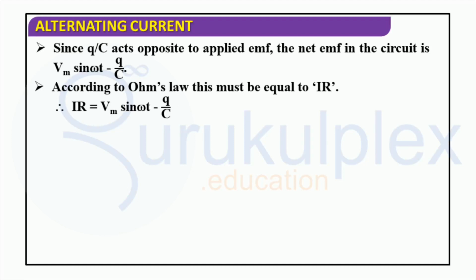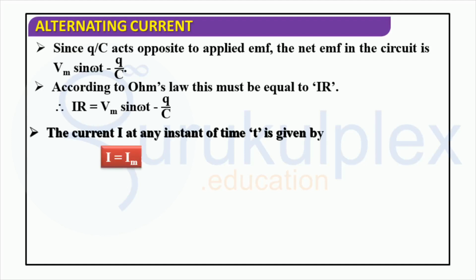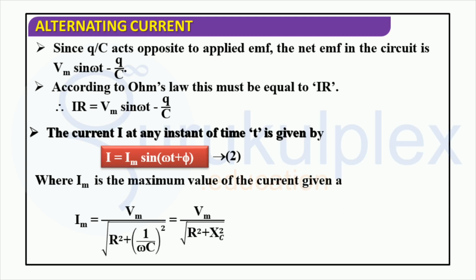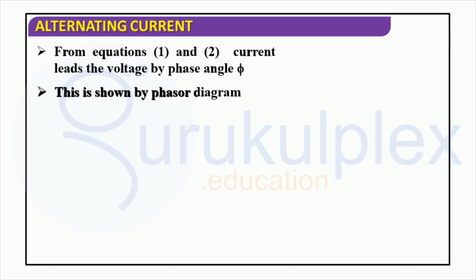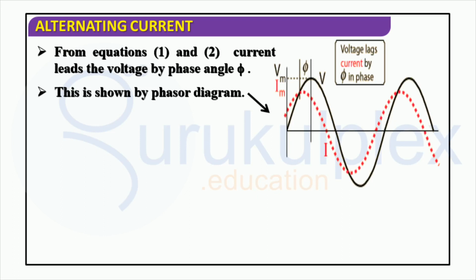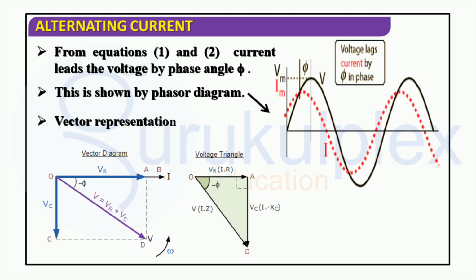I can be represented by equation 2, at any instant of time, where Im is the maximum value of the current and omega t plus phi is an angular rotation of the current. The concept of alternating current is a key part of electrical engineering, and it can be expressed in two equations. From equations 1 and 2, we see that the current leads the voltage by a phase angle, and this is demonstrated in the phasor diagram. This diagram is a visual representation of the vector of the alternating current. Understanding this concept is essential to mastering electrical engineering.